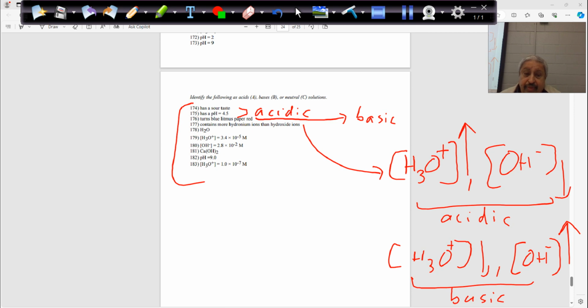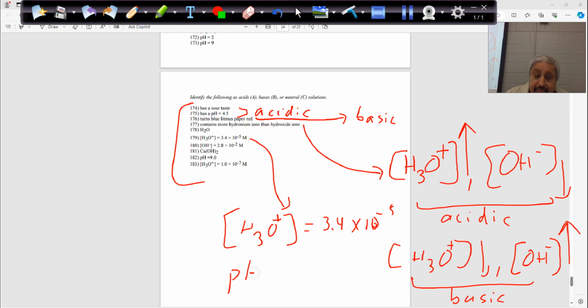And you can tell from this question here, the H3O plus is 3.4 times 10 to the minus 5. And you have to see if this is acidic, basic, or neutral. So well, the pH will be minus log of the concentration, 3.4 times 10 to the minus 5. So how much is it, guys?